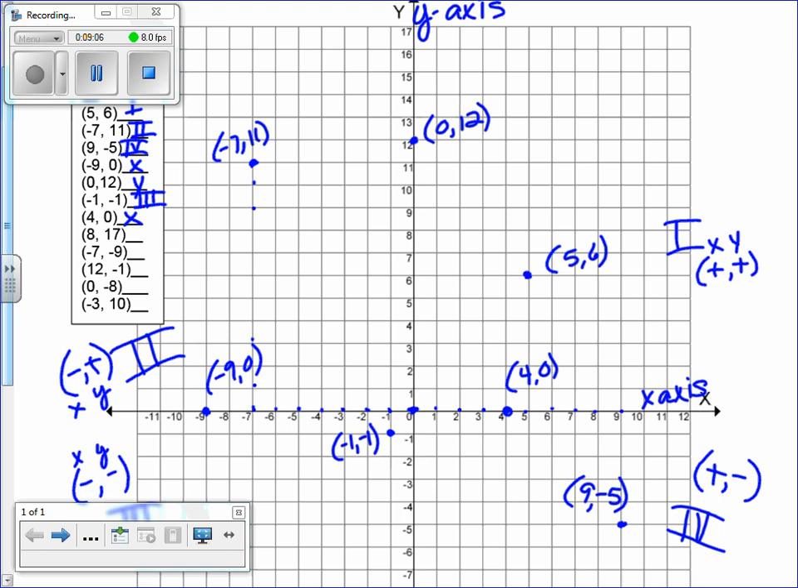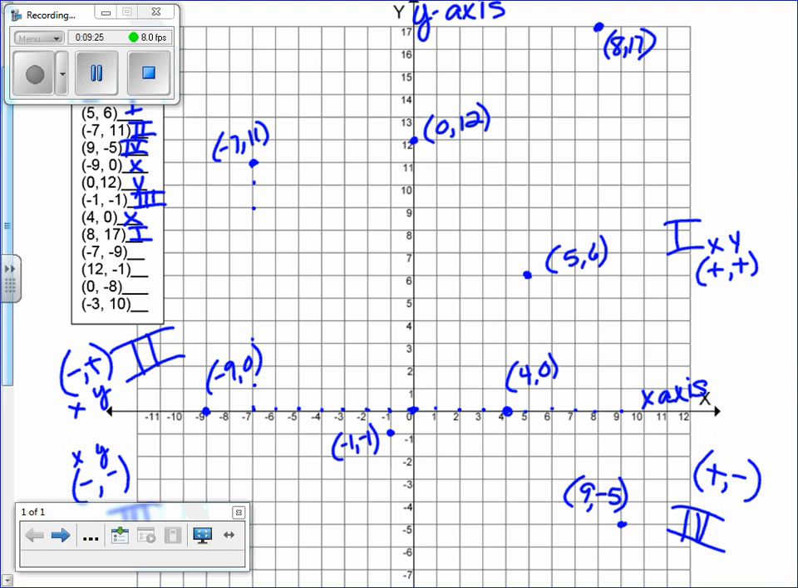8, 17. Over to 8, up to 17. I'm going all the way up to the very top here. 8, 17. And that's still going to be in quadrant 1.